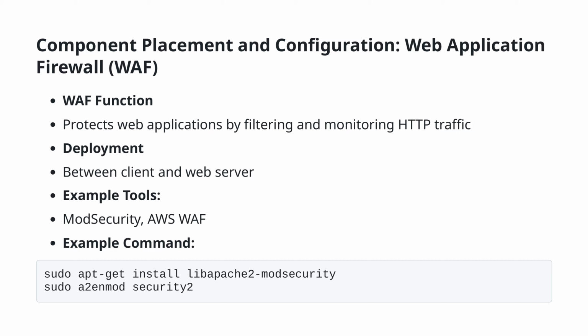Some example tools you can use for WAF implementation include ModSecurity and AWS WAF. These tools provide robust filtering and monitoring capabilities that can be configured according to your security needs. Furthermore, if you are using ModSecurity with an Apache web server, the installation can be done using the following commands: sudo apt-get install libapache2-modsecurity, sudo a2enmod security2. Executing the first command will install the ModSecurity module, and the second command will enable it on your Apache server. Setting up these tools will help you enhance the security posture of your web applications substantially.